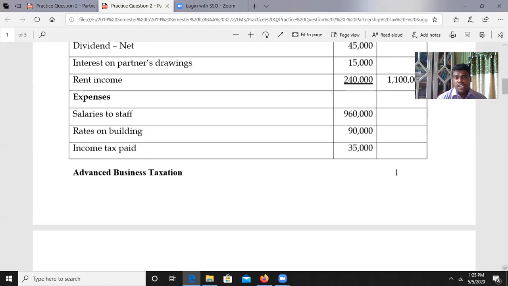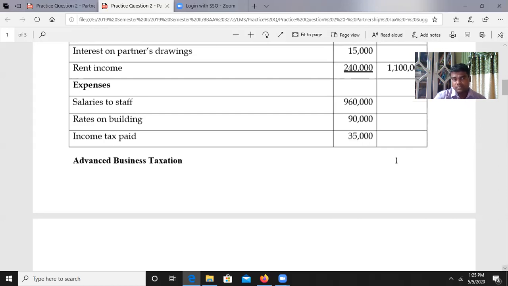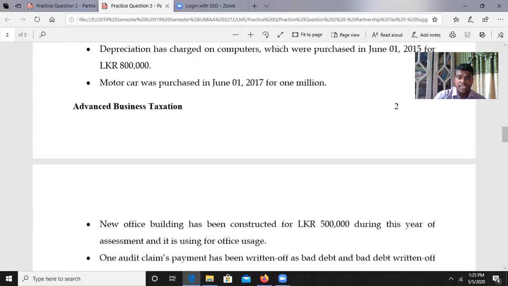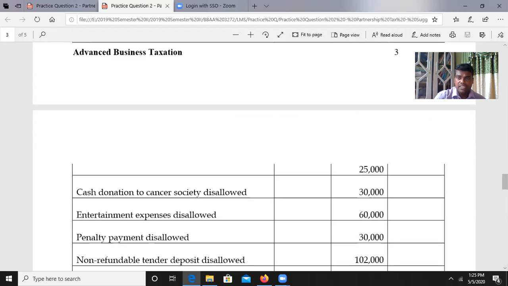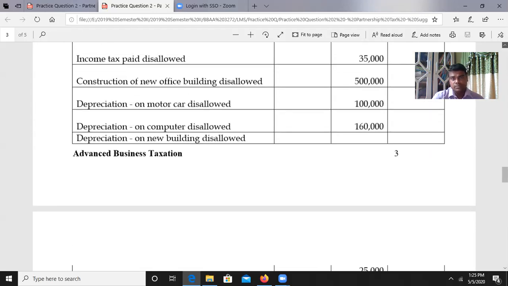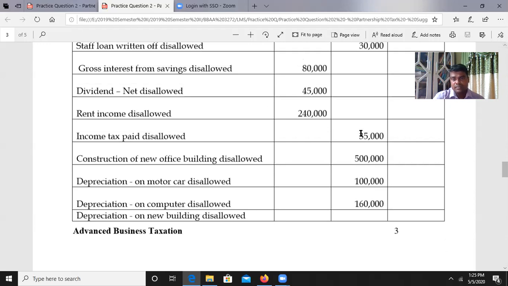Rates on building, I already adjusted. The 1/3 of rates cannot be allowed. The 30,000 we already added with the accounting profit. Income tax paid cannot be allowed, because we already discussed that some taxes cannot be allowed. Income tax paid cannot be allowed under the assessable business income calculation. That's why I added that 35,000 with the accounting profit. Here you can see that I added that 35,000.